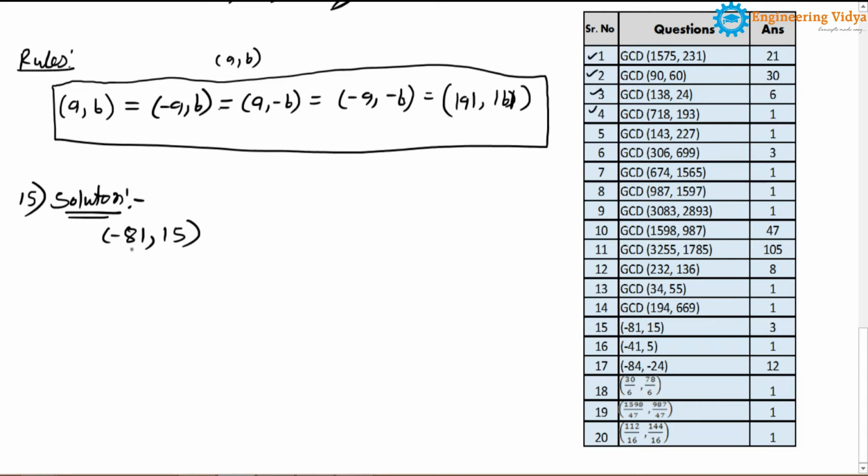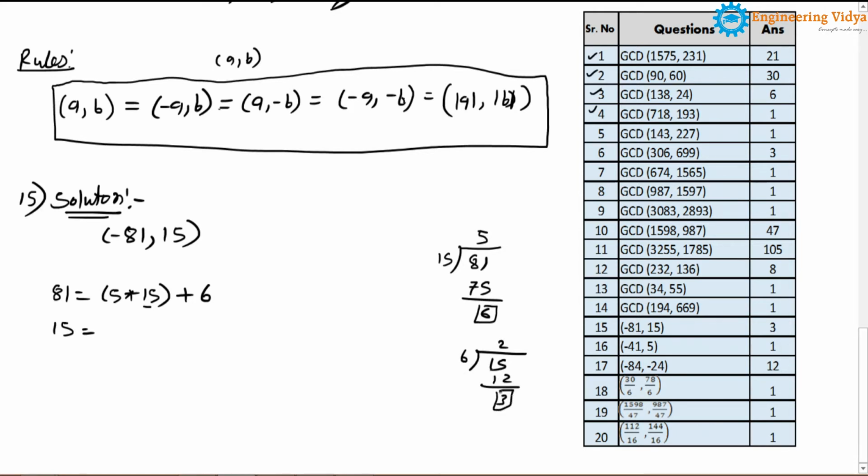Since 81 is greater than 15, we'll write 81, and 81 will be divided by 15. 5 times 15 is 75, and the remainder will be 6. So here we'll write 5 into 15 plus 6. Here we have 15, so we'll write 15 again. Now 15 will be divided by 6. 6 twos are 12, and the remainder is 3. So here we'll write 2 into 6 plus the remainder 3.